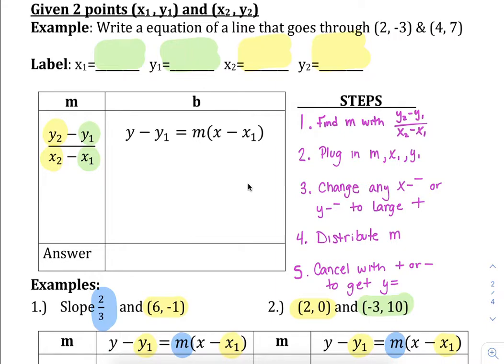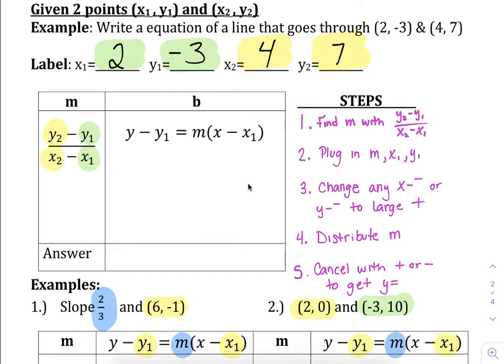It says, write an equation of a line that goes through 2, -3. So that's one of my x's, 2 with a -3. And then the other point is 4, 7. So 4 is my other x, 7 is my other y. Now, from this problem, I don't know what slope is. So the first step, if you're given 2 points, is that I have to find my slope.